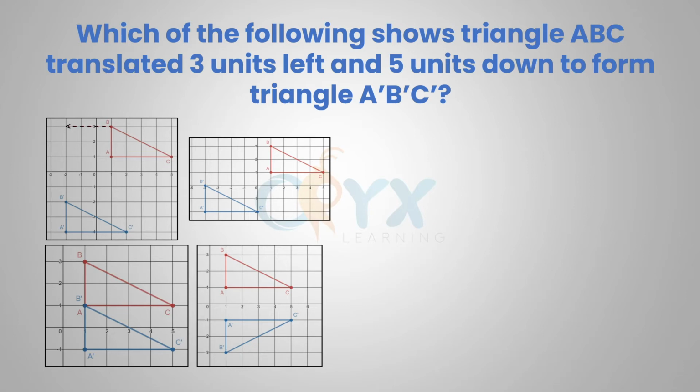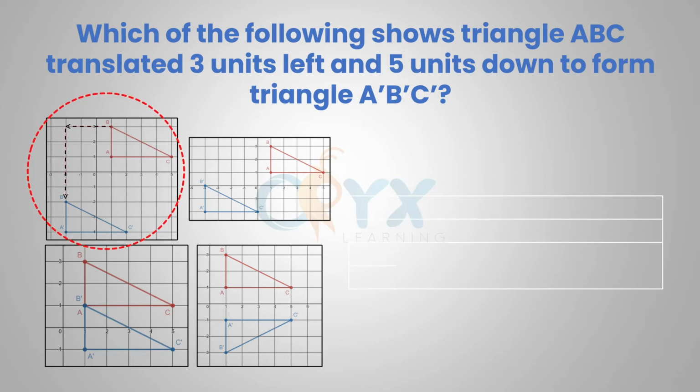So if you look at point B, I can pick point B up, move it 3 units to the left and 5 units down, and that will give me the point B prime. The same can be done with point A and with point C. This means that this first choice is our answer. Triangle ABC is shifted 3 units left and 5 units down to form A prime, B prime, C prime.